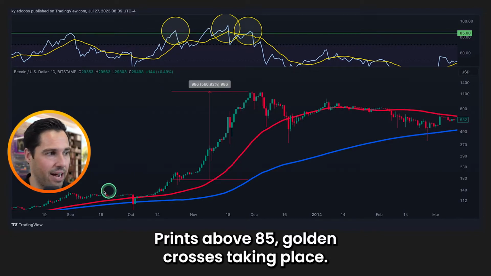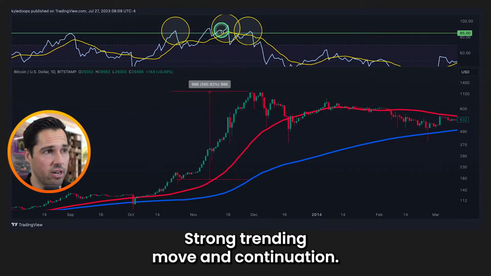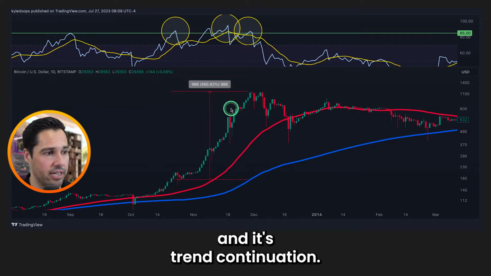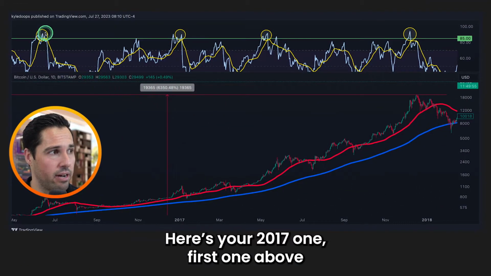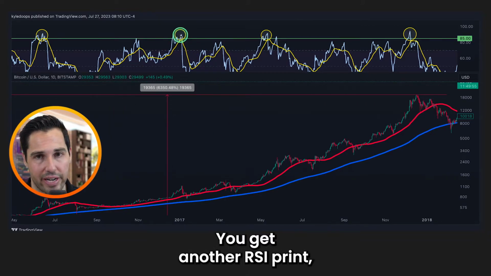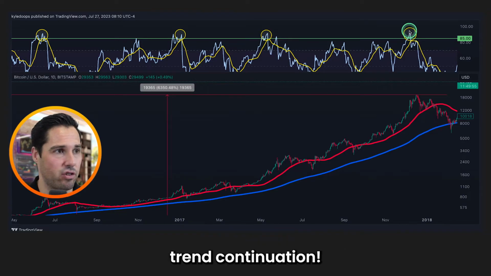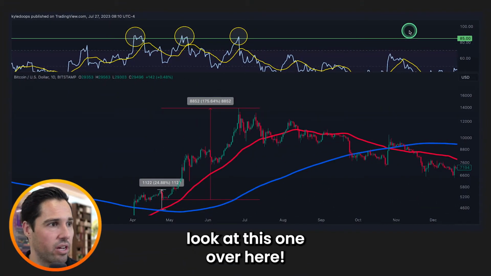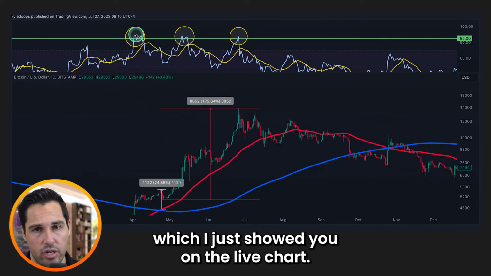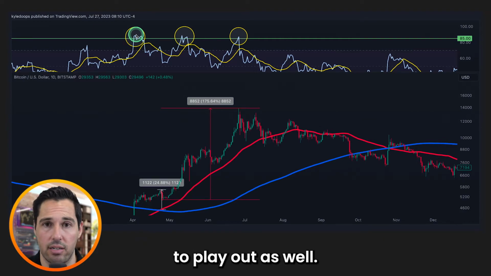Prints above 85, golden cross has taken place, strong trending move and continuation. 2 more daily closes occur above the 85 mark and it's trend continuation. Here's your 2017 one. First one above, golden cross takes place and trend continuation. You get another RSI print, another one above 85, trend continuation. And then you can have a look at this one over here. This was the last run that we had in 2021, which I just showed you on the live chart. And currently we're waiting for the next one to play out as well.